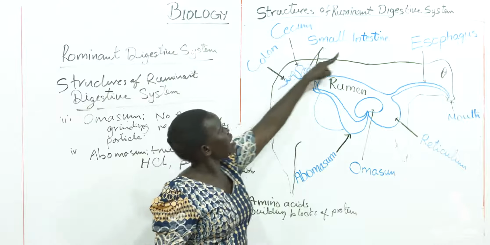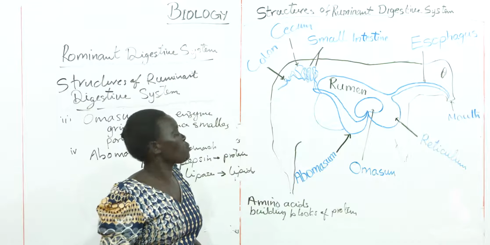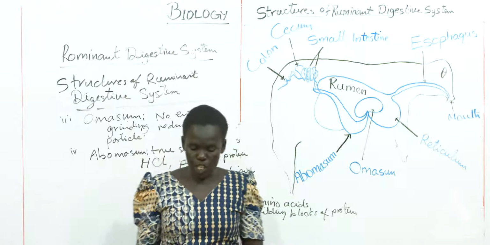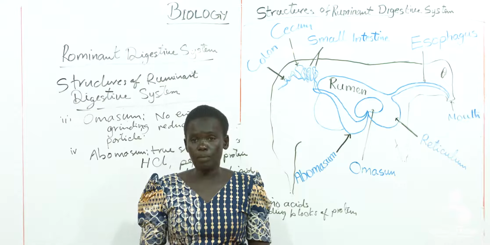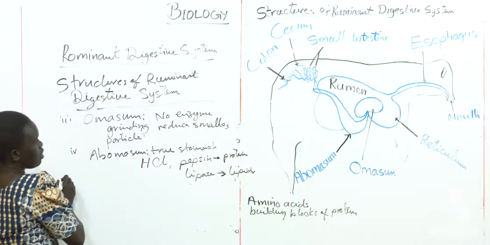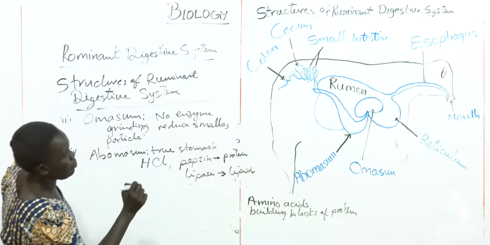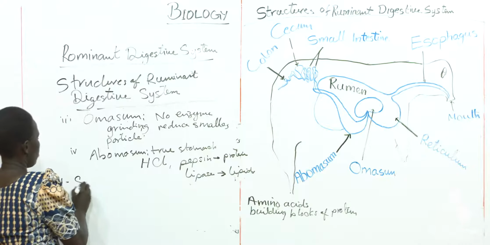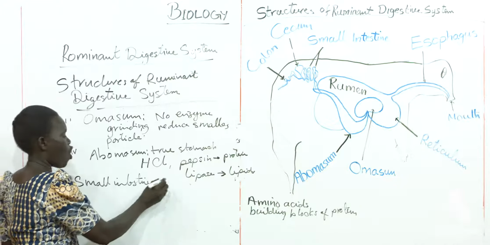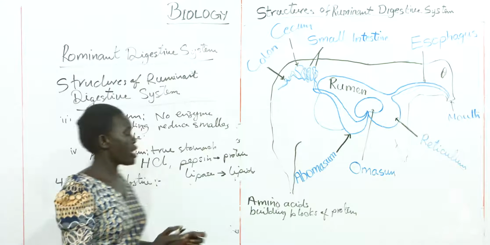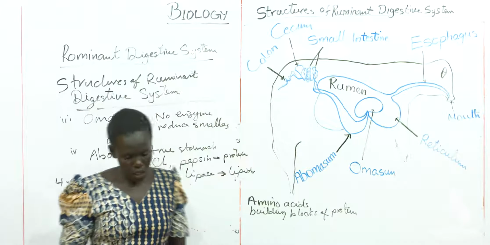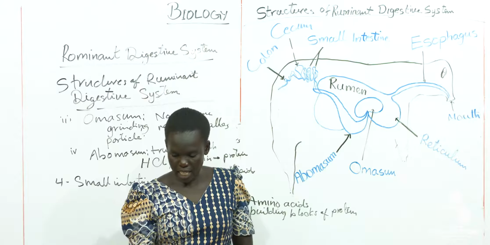This is the small intestine, where most of the absorption takes place, and it is divided into duodenum, jejunum, and ileum. This is the site where, number 1, 2, 3, this 4 is the small intestine. This is where all the absorption takes place and where the digestion even completes itself. Then from there the food moves to the large intestine.